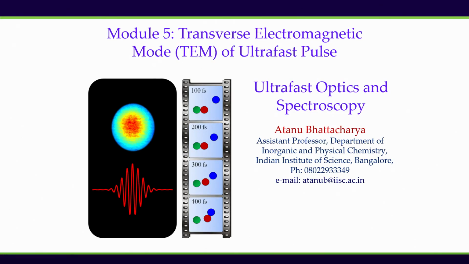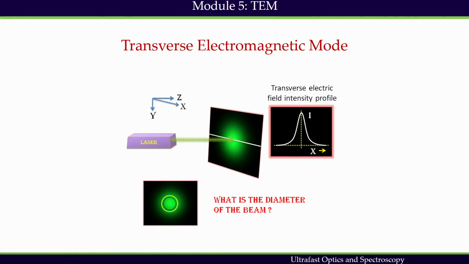Welcome to module 5 of the course Ultrafast Optics and Spectroscopy. In this module, we'll study transverse electromagnetic mode of ultrafast laser. Often in an ultrafast laser spectroscopy lab, we represent propagation of a laser beam with a ray.